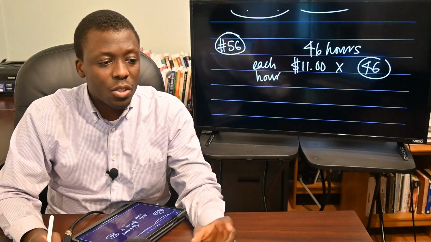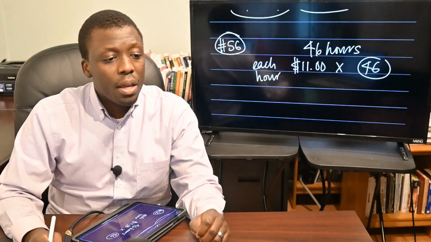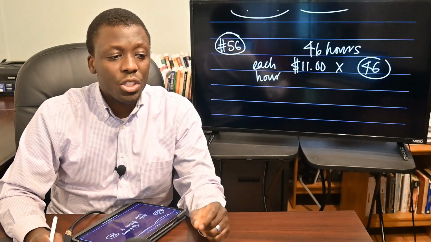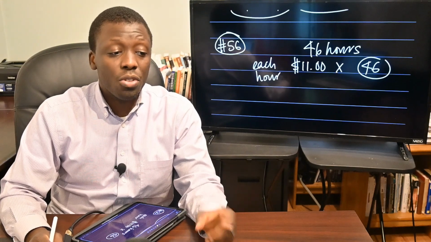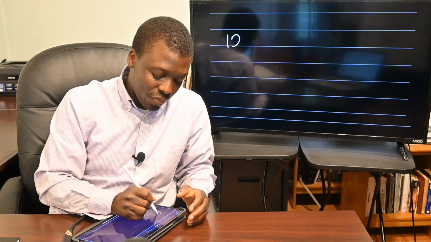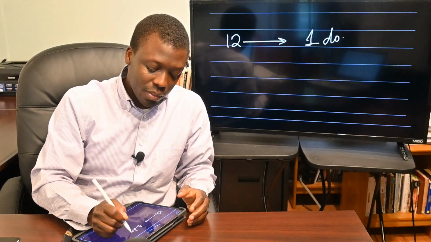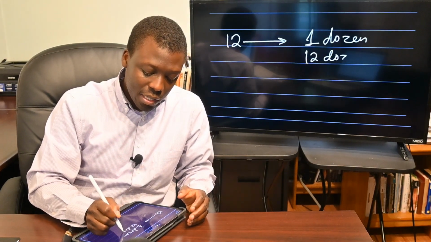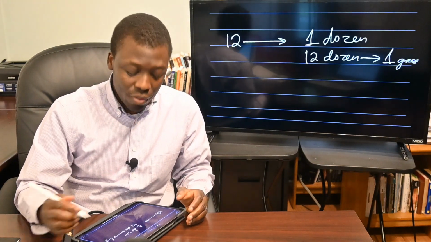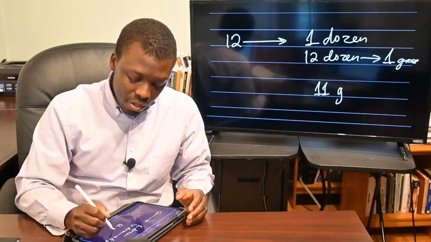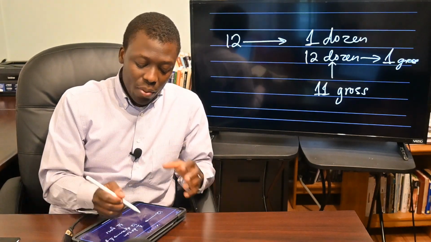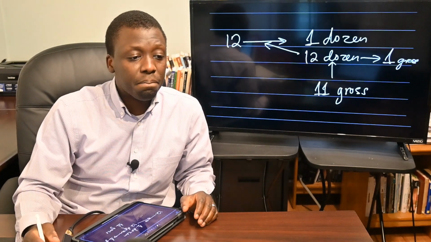Number 58, there are 12 eggs in 1 dozen and 12 dozen in 1 gross. How many eggs are in a shipment of 11 gross? So you have 12 eggs in a dozen, right? So you have 12 in 1 dozen and 12 dozen in 1 gross. So now they're saying in a shipment of 11 gross. Well, we have to multiply that by 12. And then we have to multiply that by 12 again.